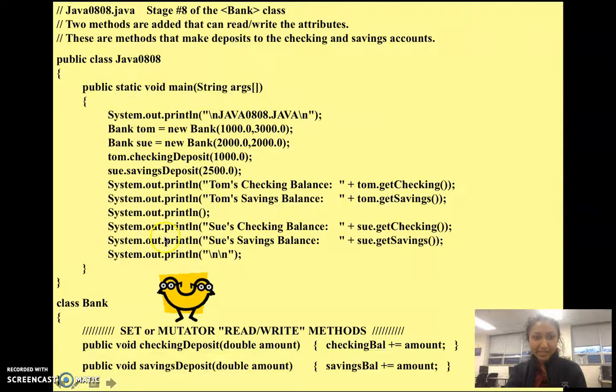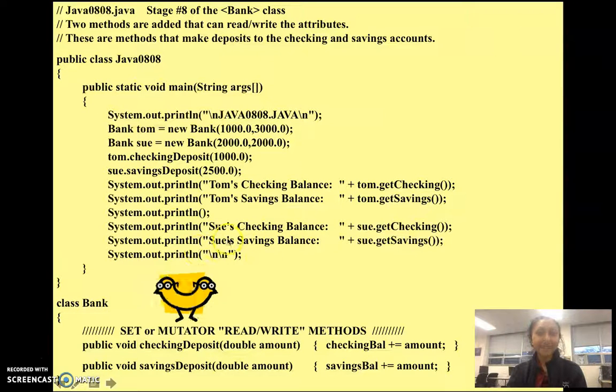So if we look at the main and see what's happening, looks like you are now invoking the overloaded constructor for Tom, the overloaded constructor for Sue, right? And you're passing in these parameters. So these are their initial values. Then you're doing something like tom.checkingDeposit. That means whatever value you're passing here is going to go to the amount, and tom.checkingBalance is going to be updated with that amount. So from 1,000, with a deposit of 1,000, Tom is now going to be at 2,000. Okay? And likewise for Sue.